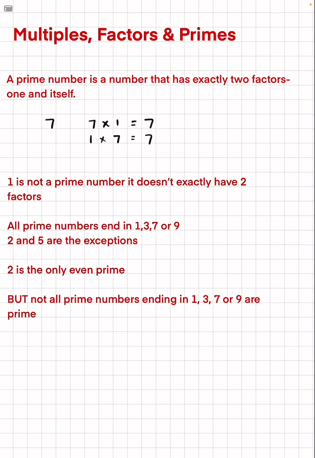Here are some facts about prime numbers. 1 is not a prime number, it doesn't have exactly two factors. All prime numbers end in 1, 3, 7, or 9. 2 and 5 are the exceptions. 2 is the only even prime, but not all numbers ending in 1, 3, 7, or 9 are prime.